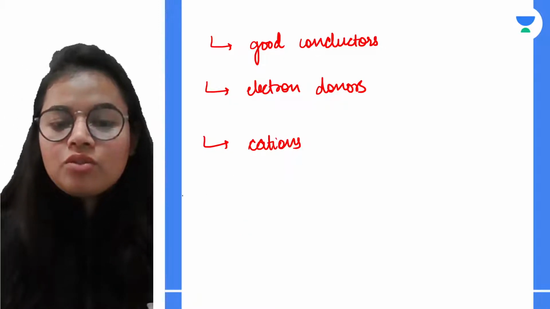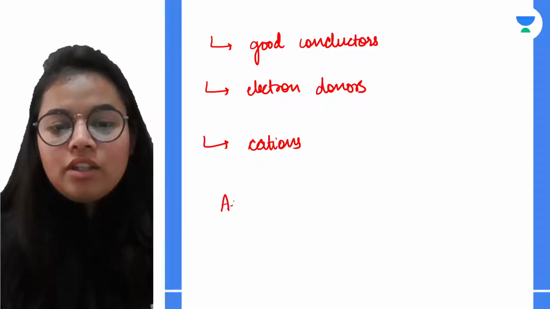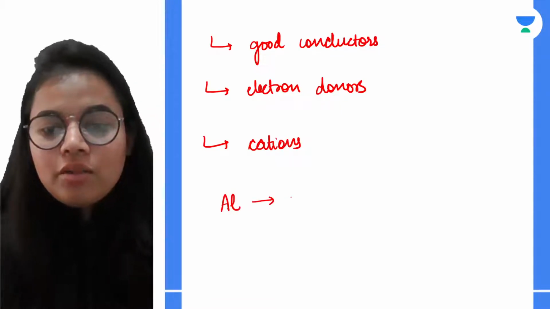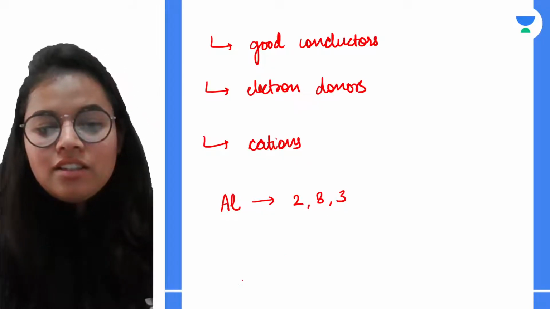How are they electron donors? I guess everybody might be knowing, right? If I talk about aluminium, the configuration of aluminium is 2, 8 and 3, atomic number being 13.